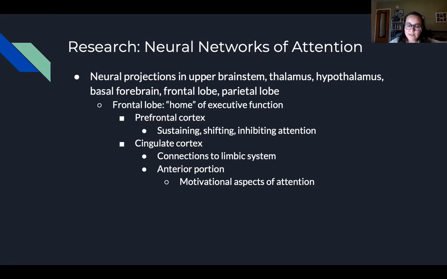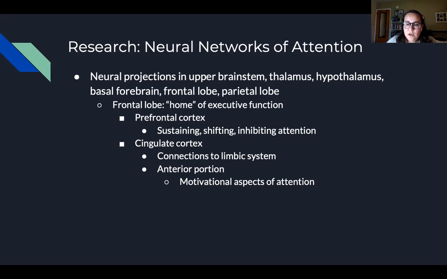Great, Julia. Because of these connections between this part of the brain that's involved in attention and emotions, it's really involved in the integration of our emotions with our attention. Particularly, the anterior, or forward facing, part of the cingulate cortex is involved in what we call the motivational aspects of attention.